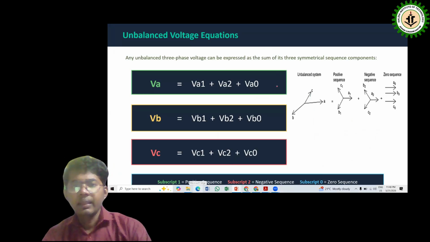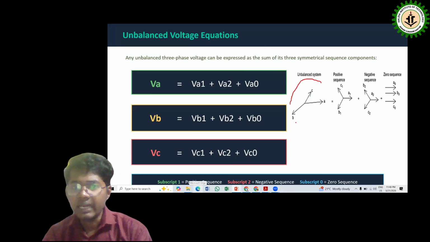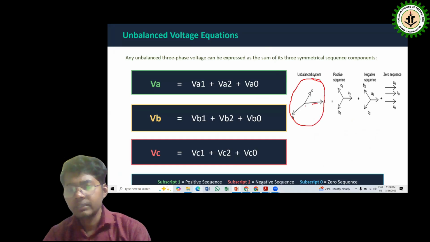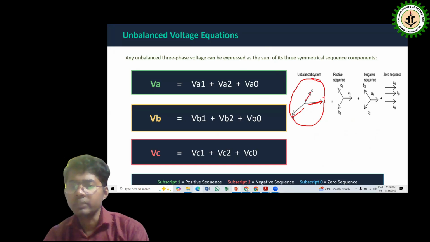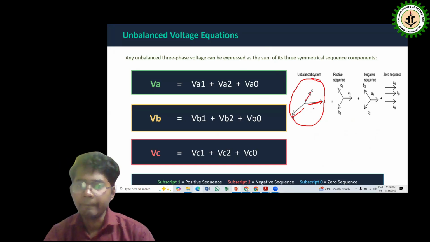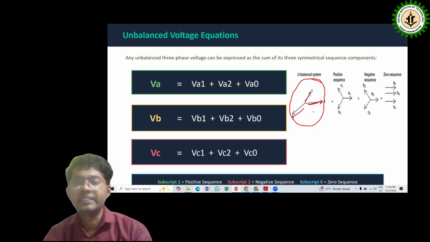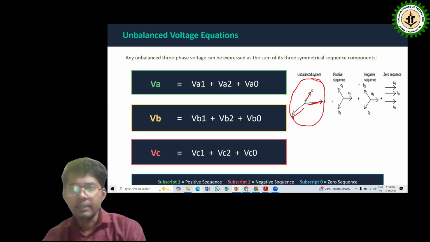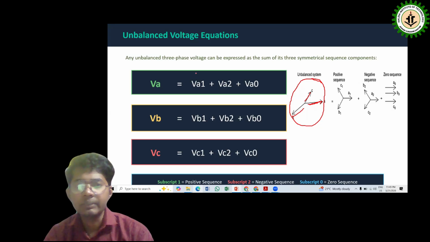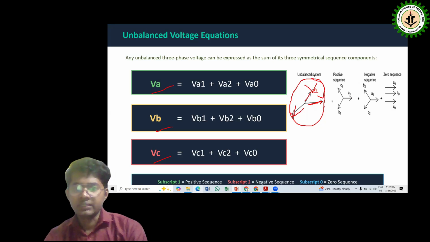Next, the unbalanced voltage equation. We know that this is the unbalanced system. An unbalanced system of phasors, either current or voltage phasors A, B, and C. These three phasors' magnitudes are not the same, and the phase displacements are also not the same. This is the unbalanced system. And the voltage equation of this unbalanced system: suppose these are VA, VB, and VC. These three are the unbalanced voltages.